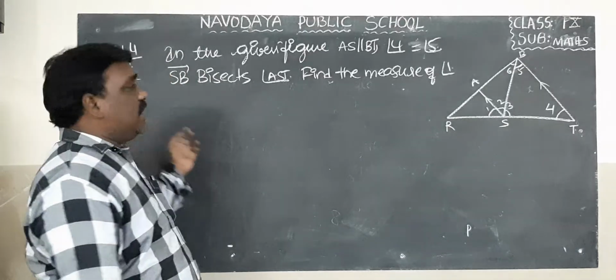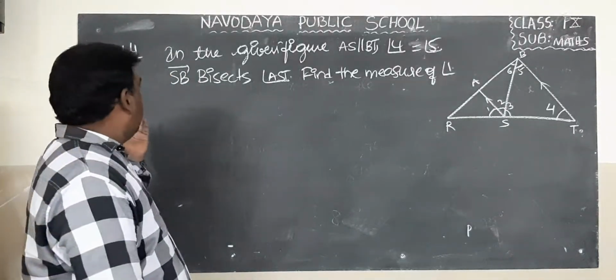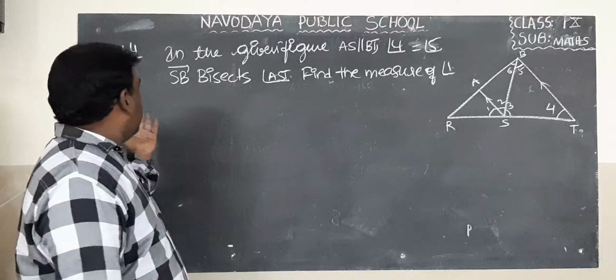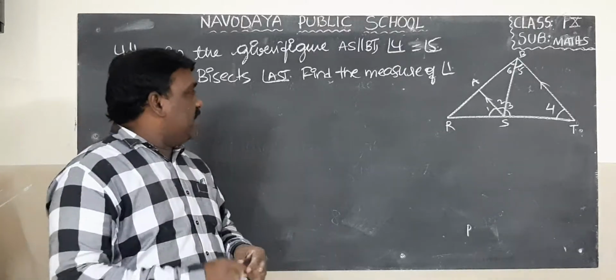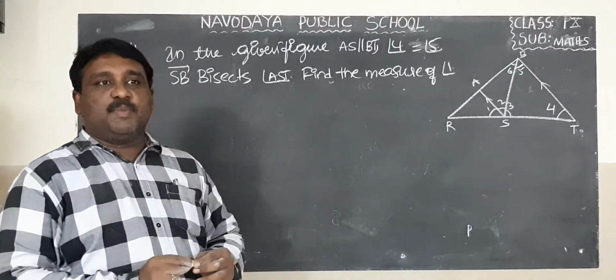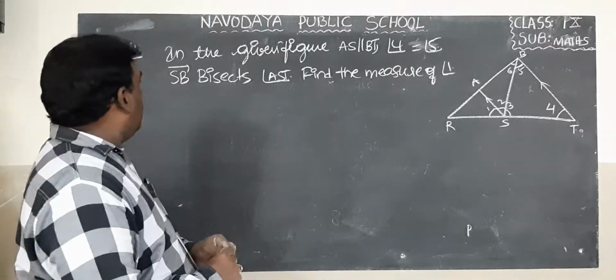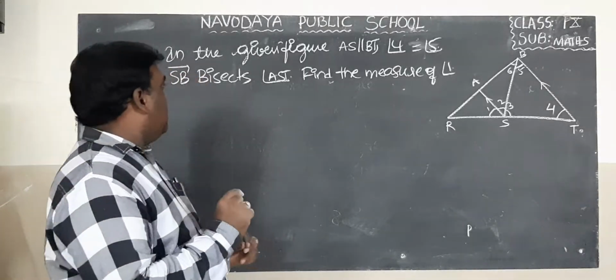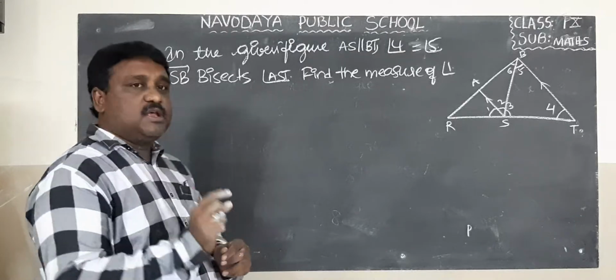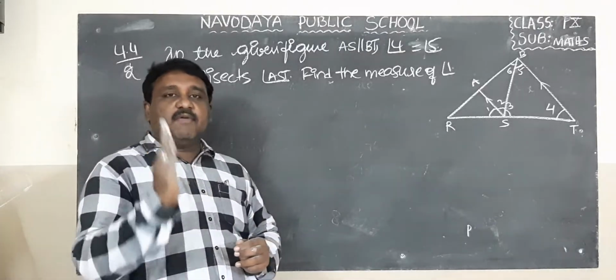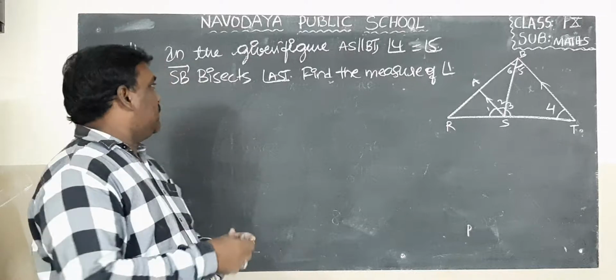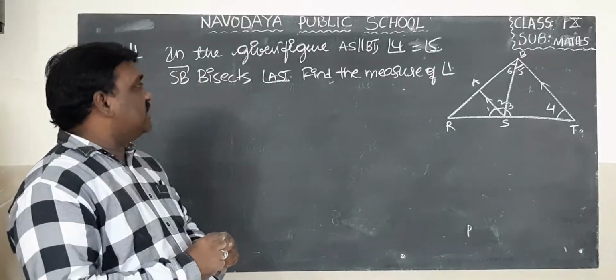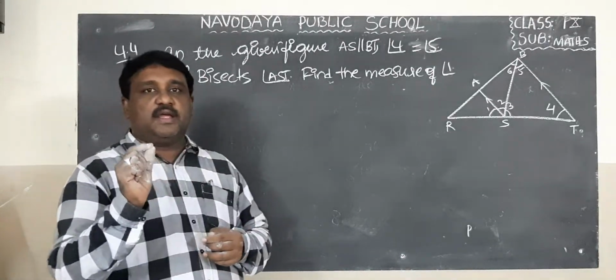Okay, write down problem number 2. Exercise 4.4, problem number 2. What is there in problem number 2? In the given figure, AS parallel BT, angle 4 equals angle 5. SB bisects. What is bisects? Two equal parts. Divides the angle into two equal parts. SB bisects angle AST. Find the measure of angle 1.